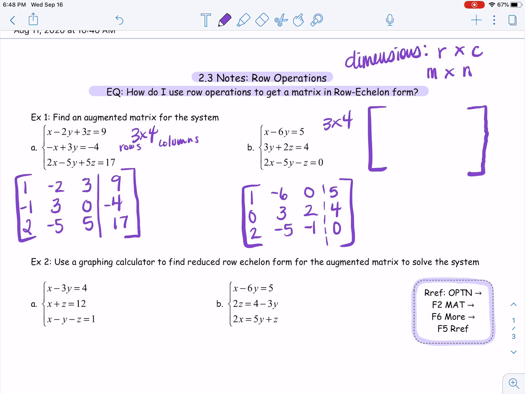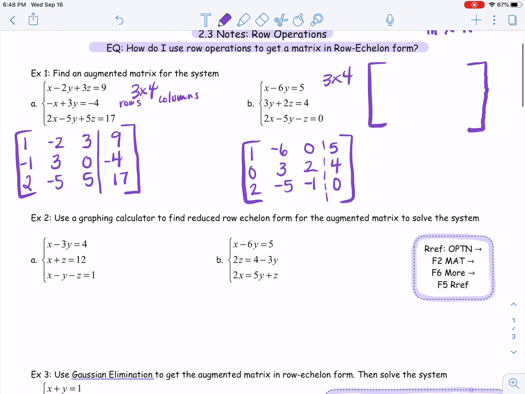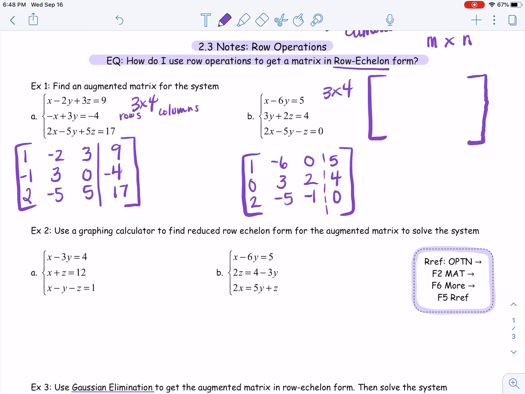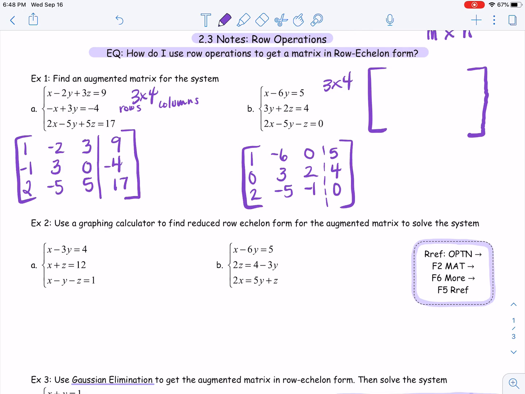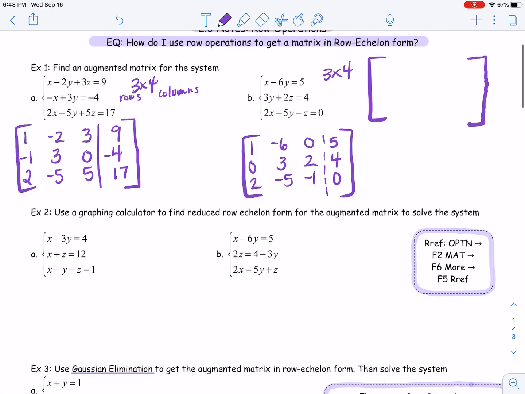So whenever I give you a system and tell you to write the augmented matrix, you need to figure out how many rows, how many columns, and you need to make sure it's going in order, X, Y, Z, constant. Okay, whenever you're putting a matrix in the calculator, it's going to ask for the dimensions. Remember, it's R by C, M by N, rows and columns, okay? So then we get into this row echelon. That is a process that the calculator can do and that we can do by hand in solving a system.